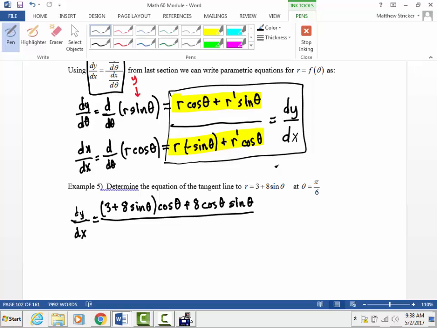I'm following this formula. So r is right here: 3 plus 8 sine theta times cosine theta, plus r prime, the derivative of this. The derivative of 3 is 0, and the derivative of 8 sine theta is 8 cosine theta times sine theta. So can you guys fill in the bottom, this part?